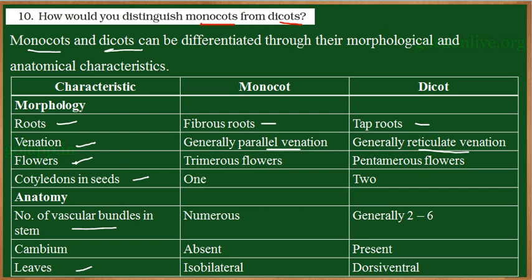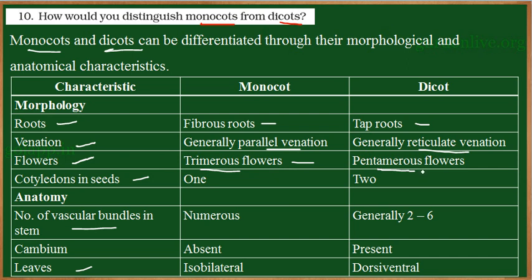The next difference is in the flowers. Flowers have got petals, calyx, corolla, androecium, gynoecium. Now these whorls will be present in the form of multiples of 3 in case of monocot plants. So we call it trimerous. In case of dicot, it will be pentamerous or it will be multiples of 4.